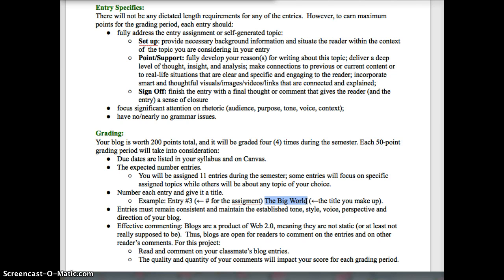I do expect that your entries remain, as it says here, consistent and maintain the tone, the style, the voice, perspective, and the direction of your blog. So that is a concern about the rhetoric of your blog. Additionally, of course, I am grading you on the content, the information, and the writing that you include in each of your posts.